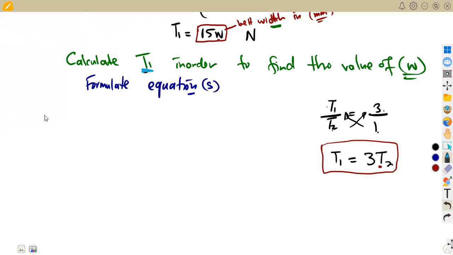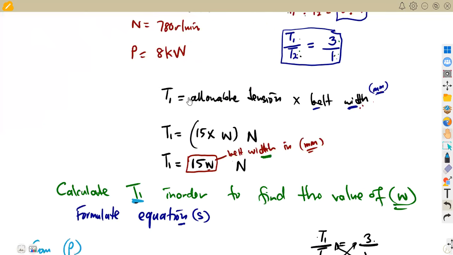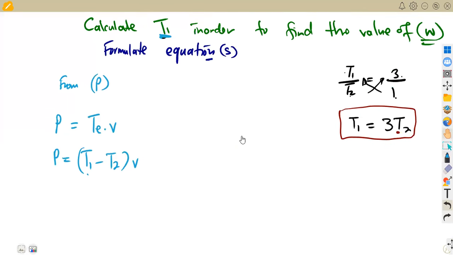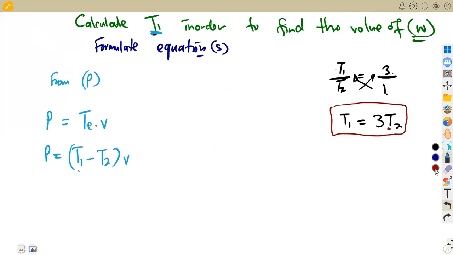Let's think of the power, P. Remember that power is equivalent to the effective tension times velocity, whereby the effective tension is T1 minus T2, times the velocity. There is a T1 there. So we can form an equation since we are given the power in this case. We've got the power, but we do not have this V. So where are we going to obtain the value of V?